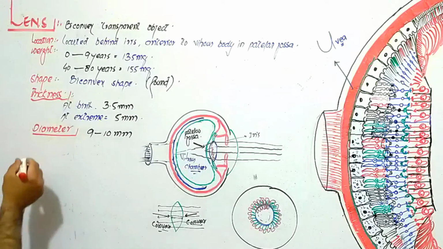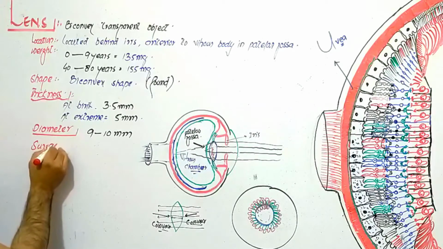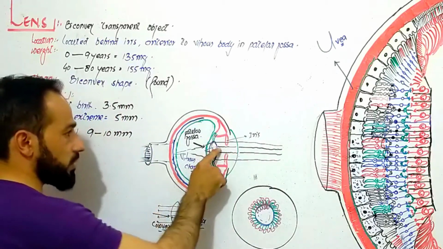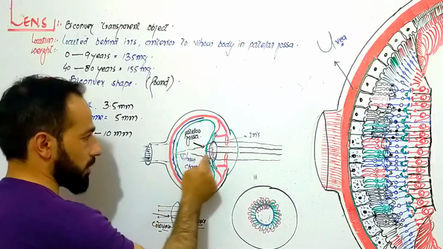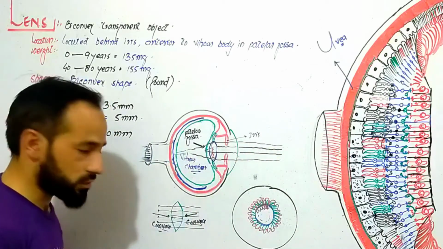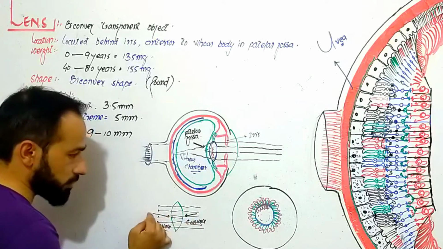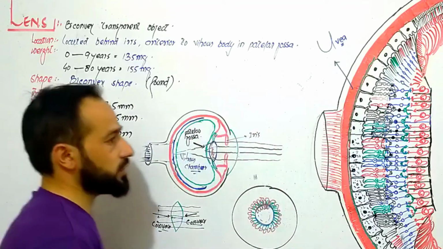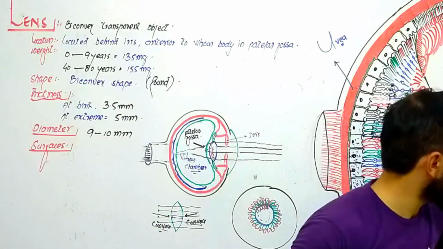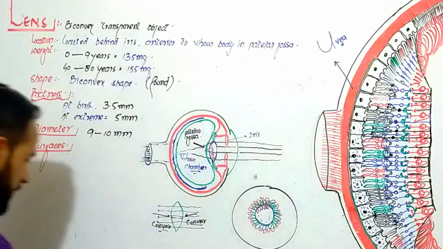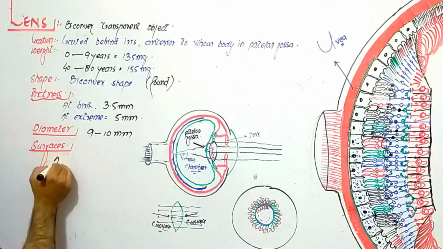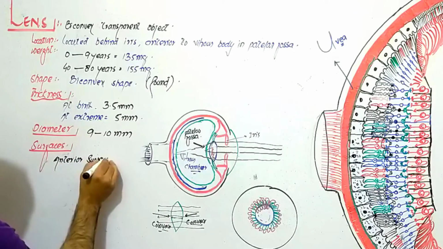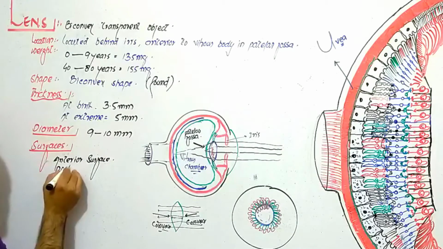And how many surfaces does your lens have? If this is our lens, this surface is outward, this surface is backward. So this is the anterior surface, this is the posterior surface, as I have shown here. Done. So it has an anterior surface and it has a posterior surface.